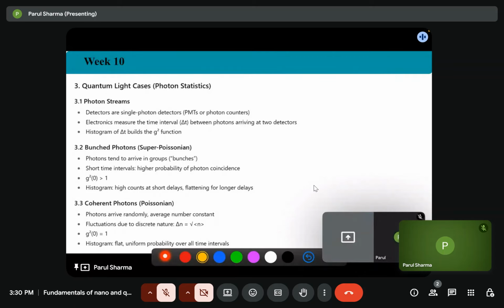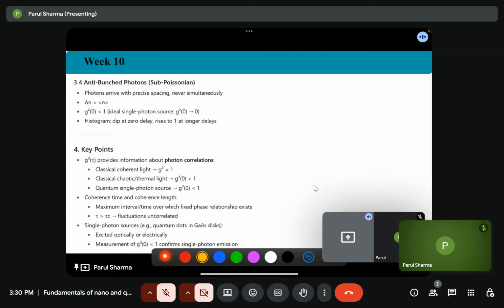So for the coherent photons, the photons arrive randomly, but the average number is constant, and the fluctuations come because of the discrete nature, and that is delta n is equal to the root of n bar. G2 for the coherent source is 1 at time tau equals to 0, and the histogram for the coherent source is flat, which tells us the uniform probability of finding the photon over all time intervals.